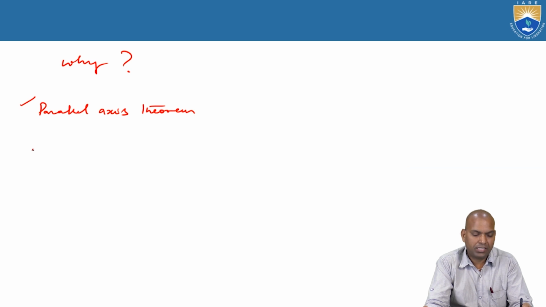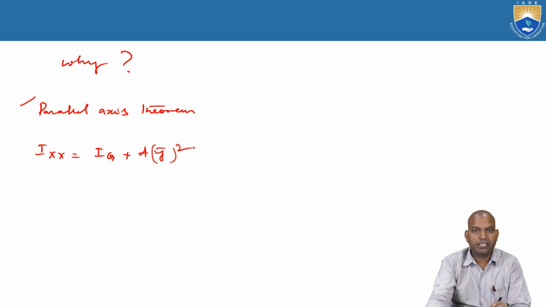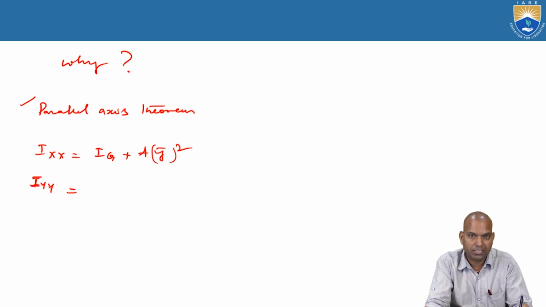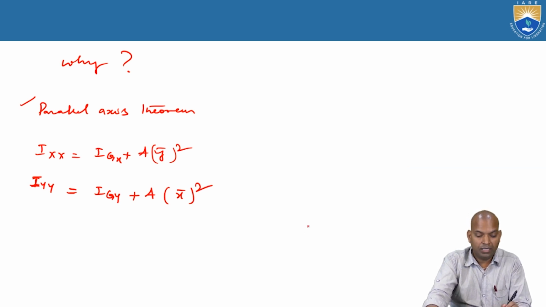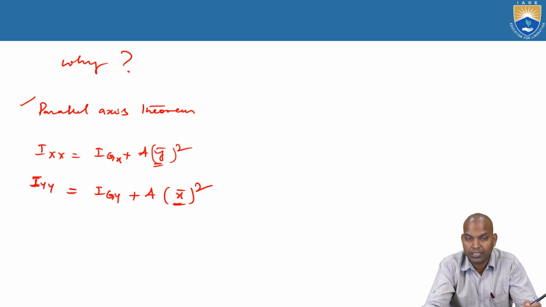In the parallel axis theorem, Ixx equals Igx plus area times bar y square, since it is symmetrical about the x-axis. Iyy, the moment of inertia about the vertical axis yy, equals Igy plus area times bar x square. Here, what are bar x and bar y? They are the location of the centroid of the geometry. This is known as the mathematical model.